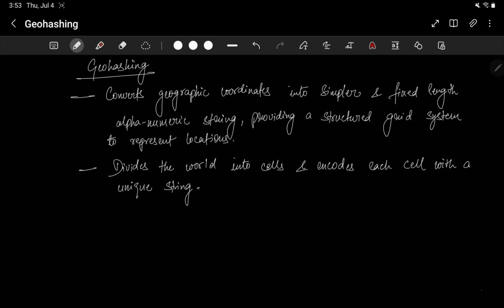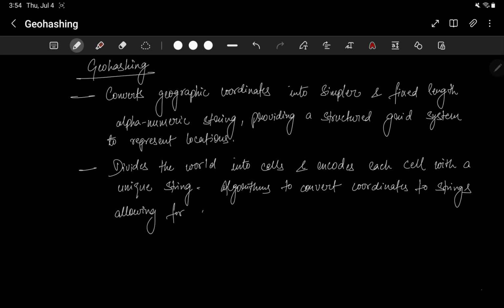How does it do it? It uses algorithms to convert coordinates to strings, allowing for easy retrieval of nearby locations and efficient distance calculations.